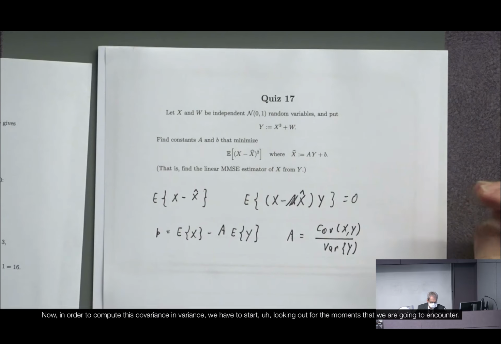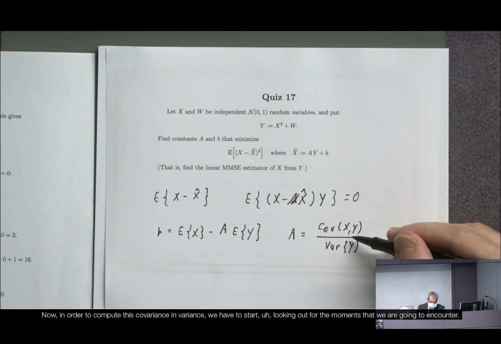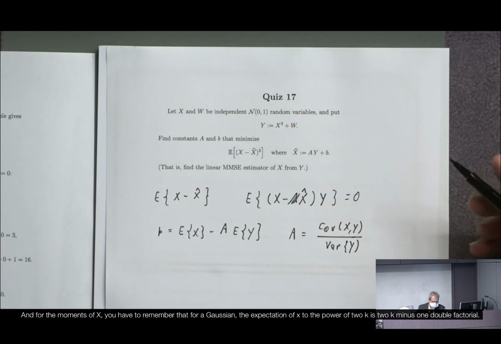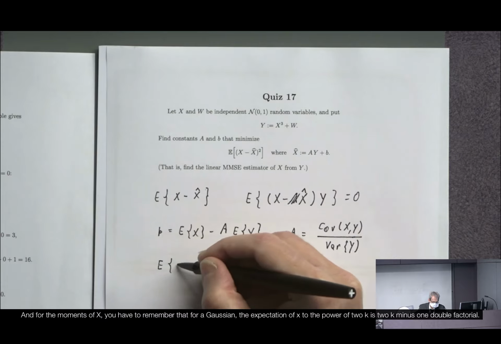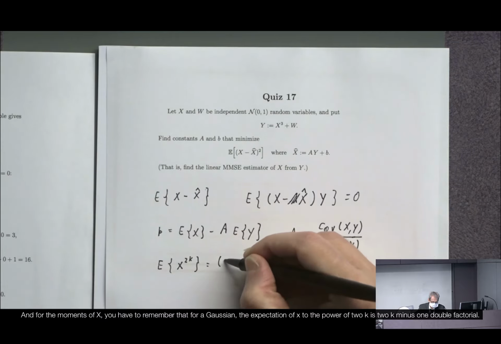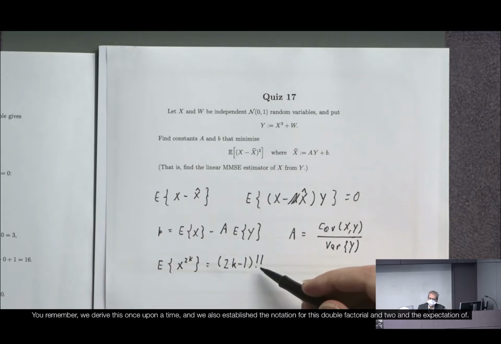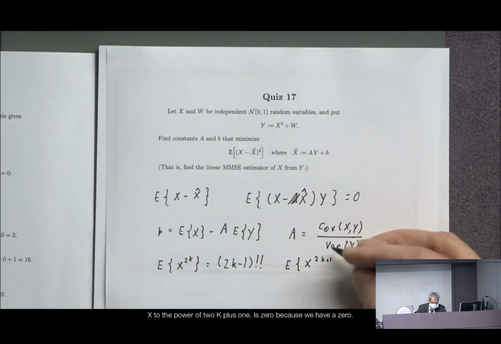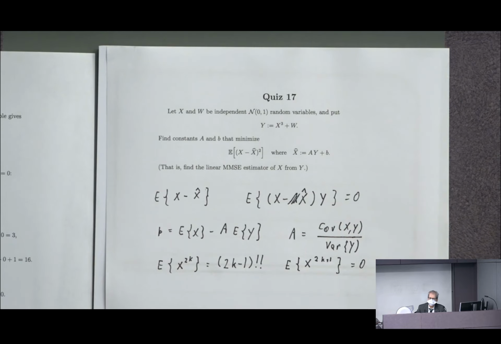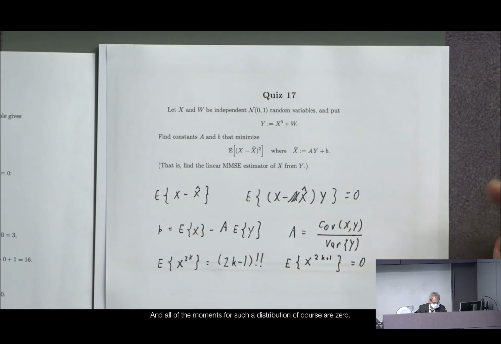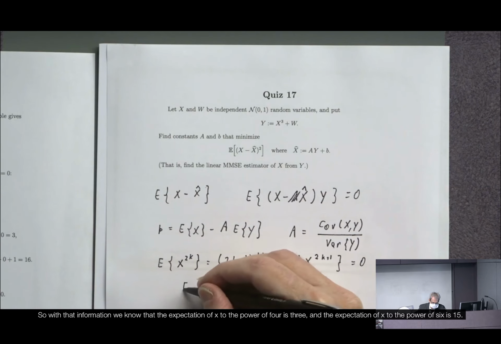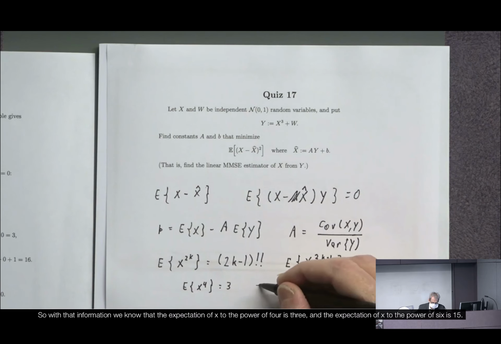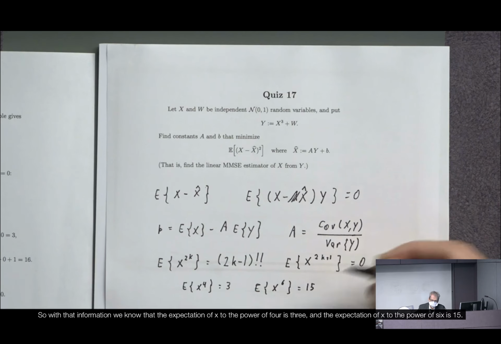Now, in order to compute this covariance and variance, we have to start looking out for the moments that we are going to encounter, in particular the moments of x. And for the moments of x, you have to remember that for a Gaussian, the expectation of x to the power of 2k is (2k minus 1) double factorial. You remember we derived this once upon a time, and we also established the notation for this double factorial. And the expectation of x to the power of 2k plus 1 is 0, because we have a symmetric distribution, like the normal distribution symmetric around 0, and all odd moments for such a distribution, of course, are 0. So with that information, we know that the expectation of x to the power of 4 is 3, and the expectation of x to the power of 6 is 15.